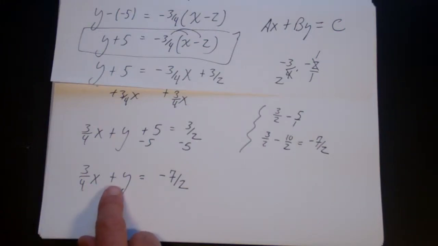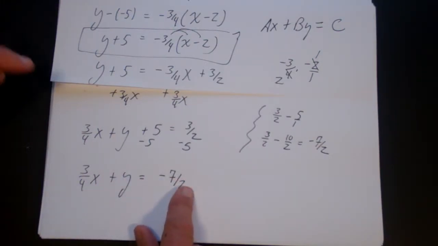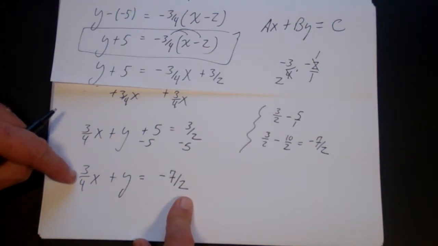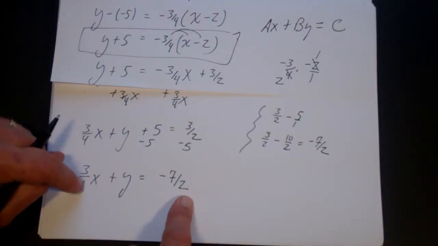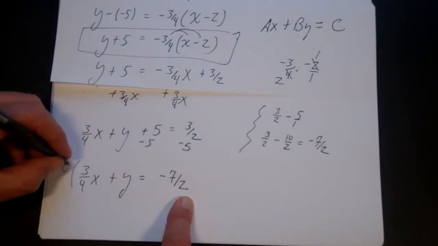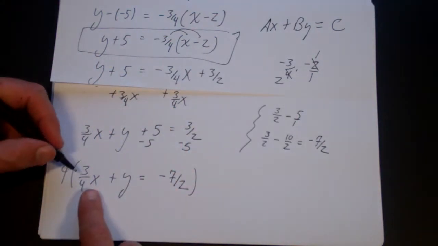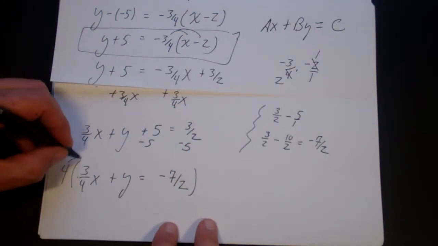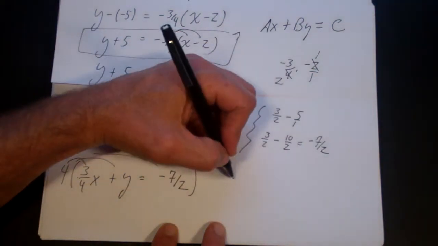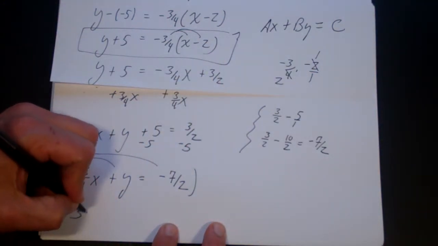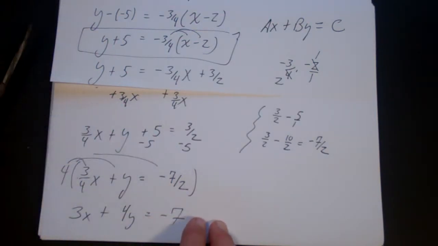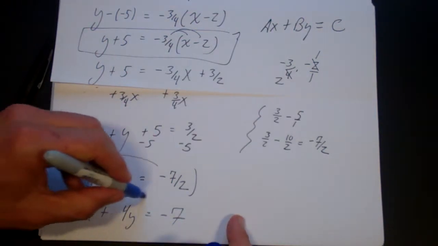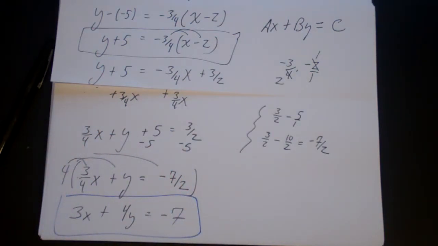Now that's ax plus by equals c, but a and c are both fractions. I have to multiply by some number that will clear all the fractions. I'm going to multiply everything by 4. If I multiply everything by 4, that would clear both this one and this one. So then I just distribute the 4, and you end up with 3x plus 4y is equal to minus 7. And that's your final answer right there. And that's how you find the equation of a line given a point and a perpendicular line.